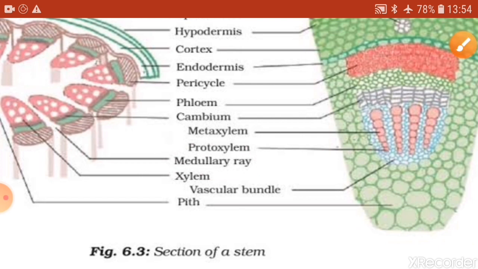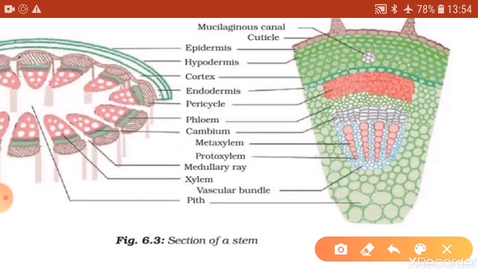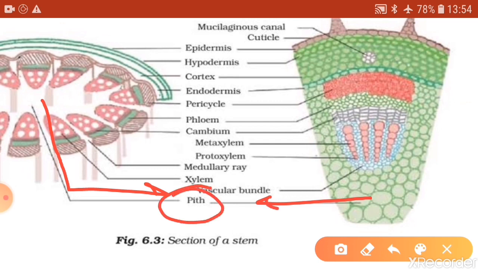Now in the center you find there is a region present. This region is called the pith, and pith is also parenchyma. So you find parenchyma in most of the regions: the epidermis is parenchymatous, the cortex is parenchymatous, in the pericycle as alternate bundles you find parenchyma, the medullary ray is made up of parenchyma, and the pith is also made up of parenchyma, right?